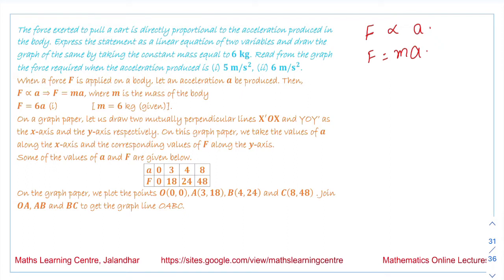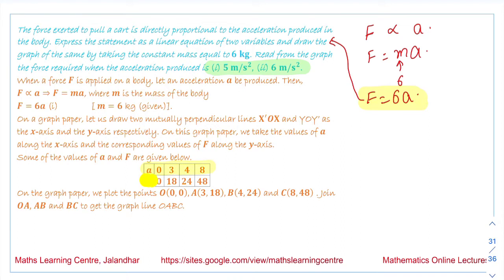And now we have to express the statement as a linear equation in 2 variables and draw the graph of the same by taking the constant mass equal to 6 kg. So we get F is equal to 6 times A. This is our required equation in 2 variables. Now we have to draw the graph and find the force when the acceleration is 5 meter per second square and 6 meter per second square. So first of all, we are calculating the points over here.